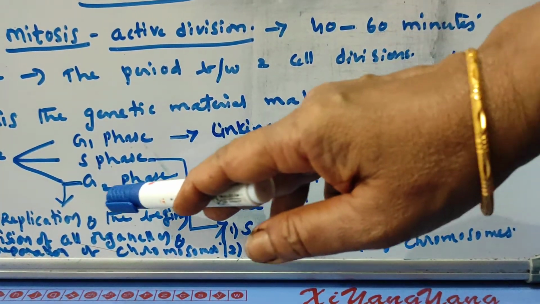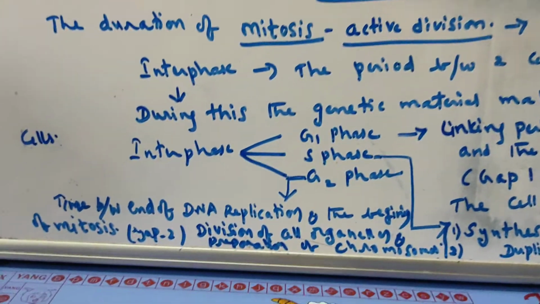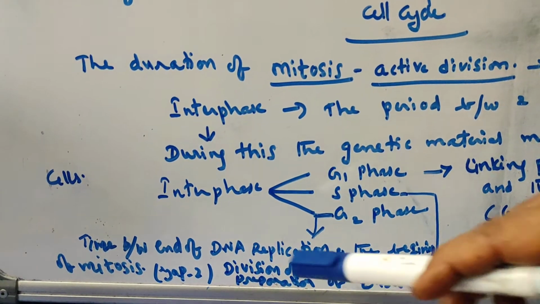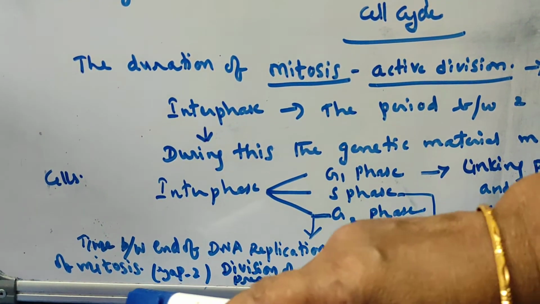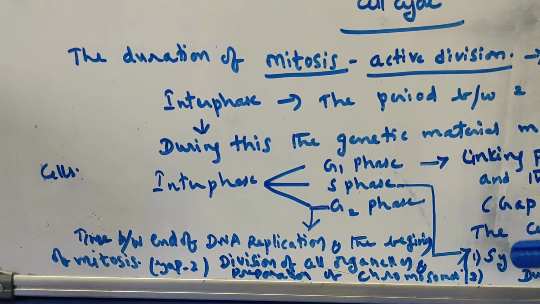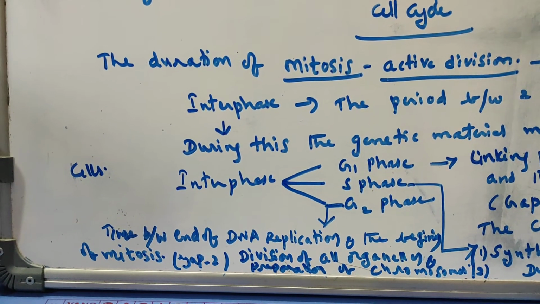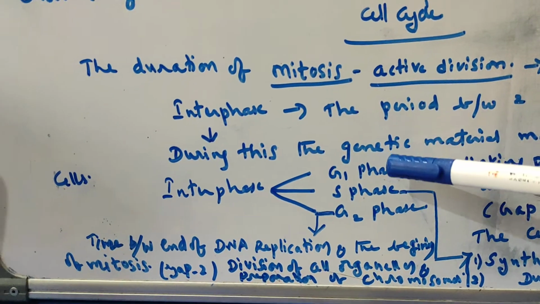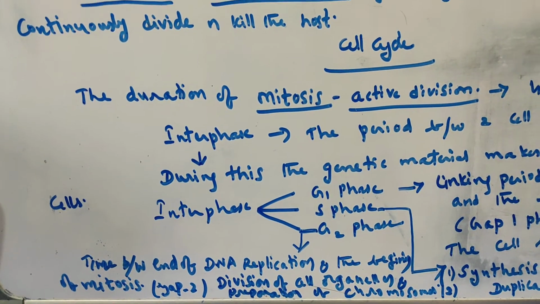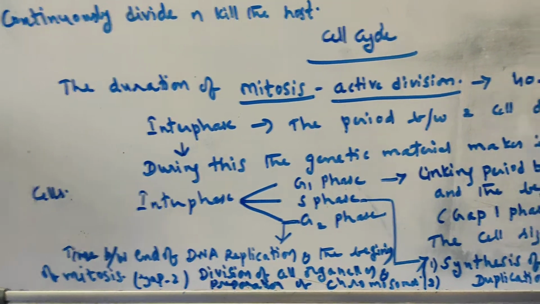Then the following is G2 phase. This is the time between the end of DNA replication and the beginning of the mitosis. So G2 phase is nothing but the stage between the end of DNA replication and the beginning of the mitosis. That means the stage between mitosis 1 and mitosis 2. That is the G2 phase. Okay. So G1 phase is from first to next, and G2 phase is from second to the following. Okay, between this is the S phase, that is the synthesis of DNA.